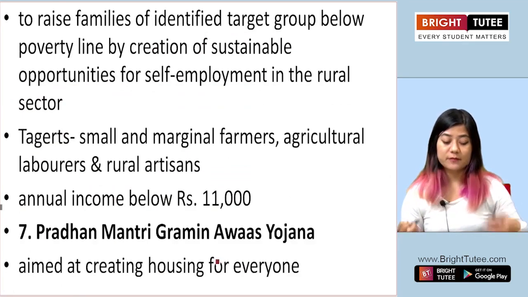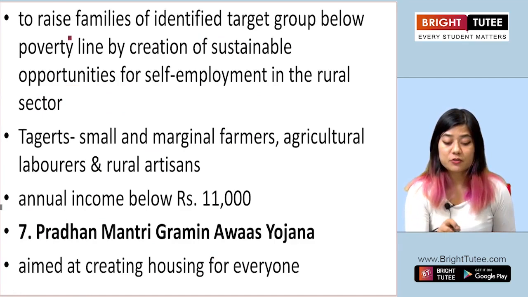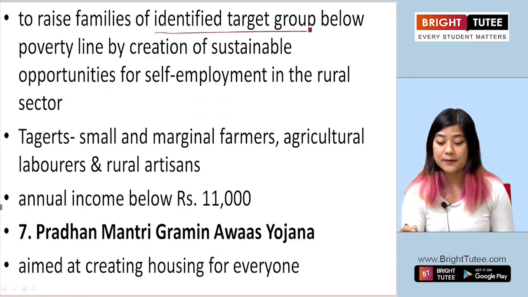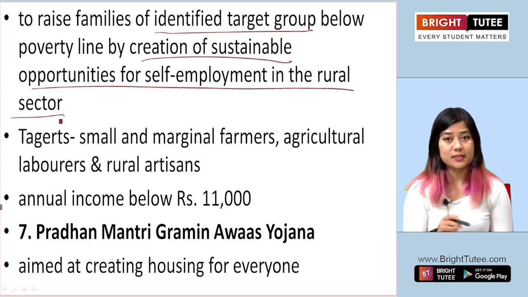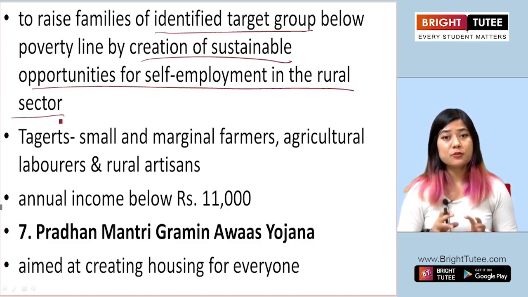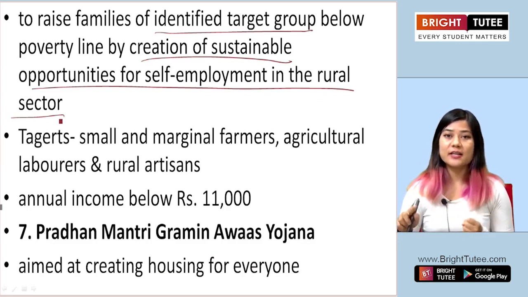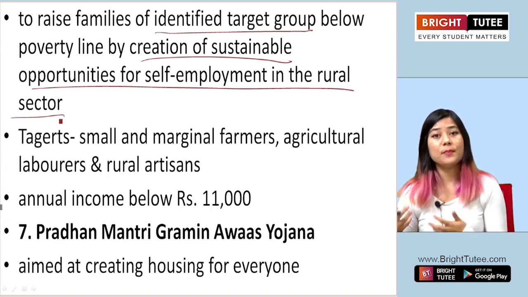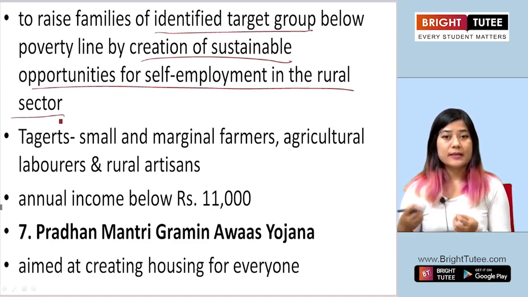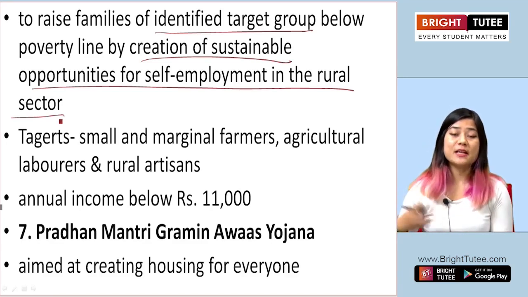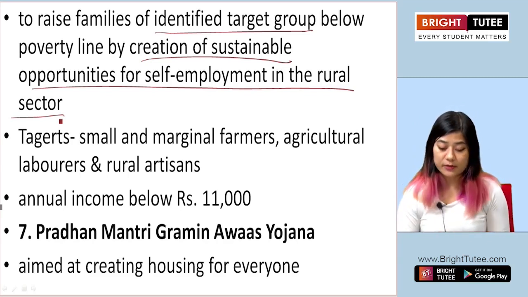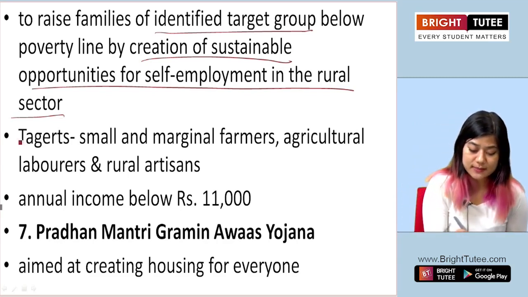Now, its main objective, what was it? Its main objective was to raise families of the identified target group, which is below the poverty line, by creation of sustainable opportunities for self-employment in the rural sector. So the main objective of this scheme was to first target the poorest of the poor, people who are below the poverty line, and give them opportunities for self-employment. Give them such an opportunity that they can be self-employed, they can make some money, and they can look after themselves.